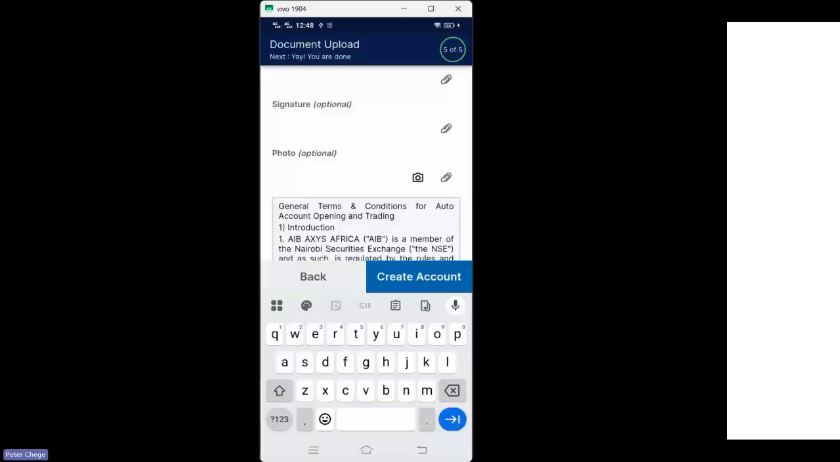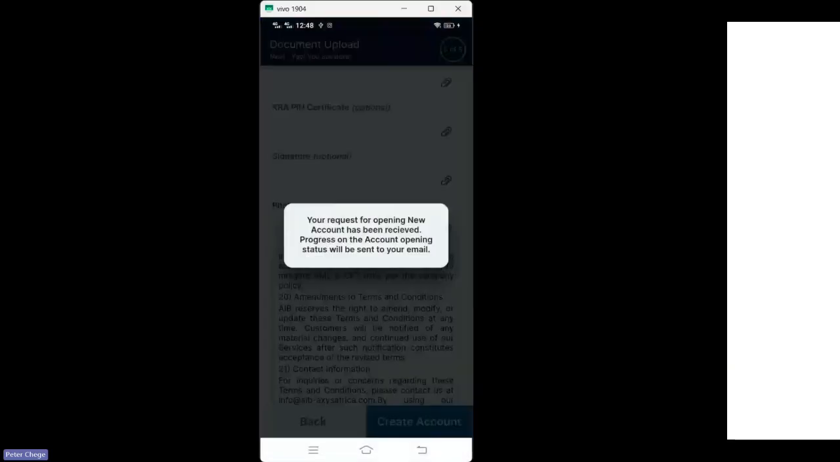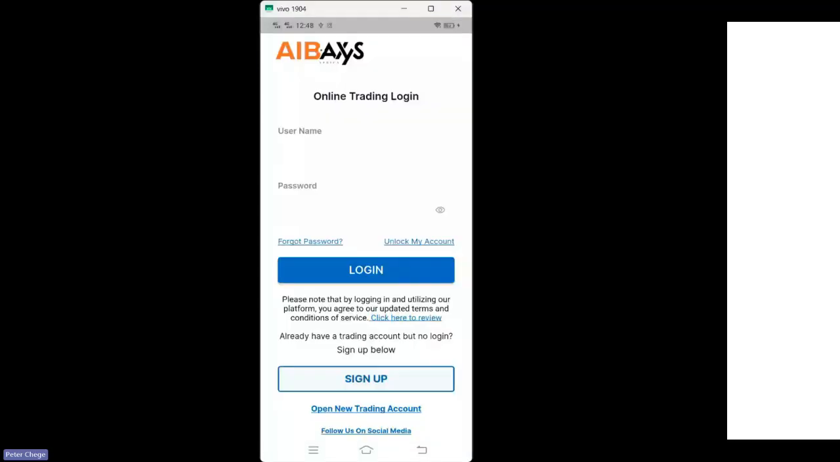Then scroll down on terms and conditions at the bottom and click agree. Then you click create account. That application will be sent to us and it will be validated. In my case, it will be rejected because I've given dummy details. So that's how you open a CDSC account. It will only take a few seconds. I hope that is clear on account opening.